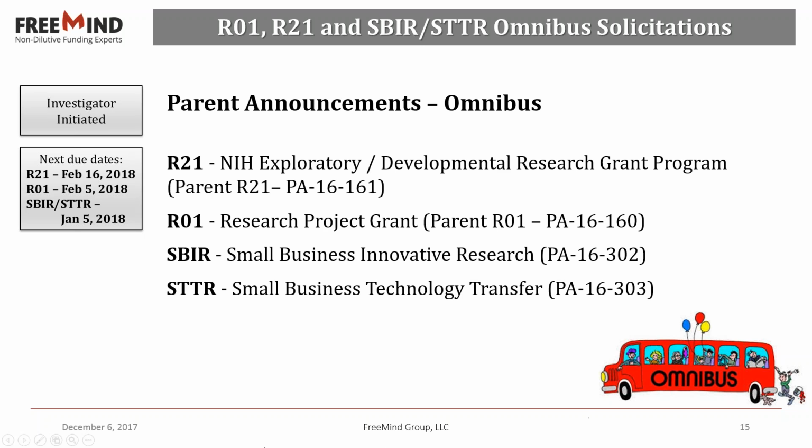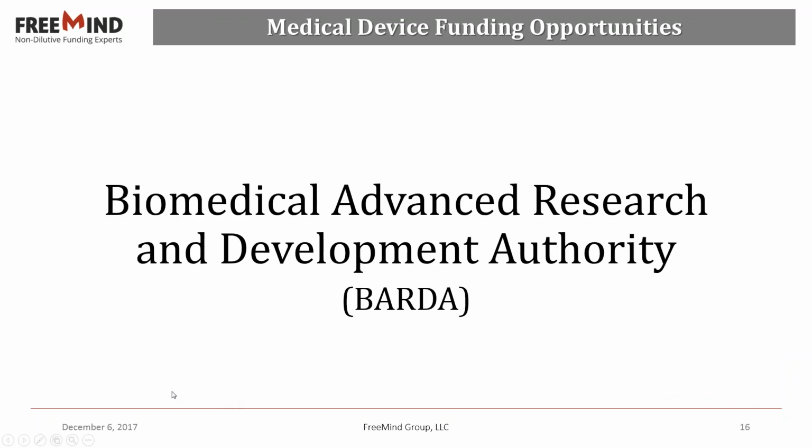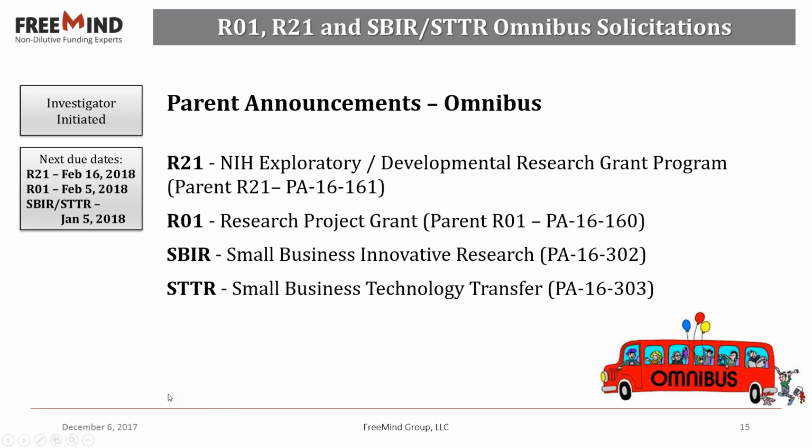Also, the R01s. The R01s are investigator-initiated research project grants, which offer funding of up to $500,000 a year for up to 5 years, and the SBIRs and STTRs, which are also investigator-initiated, and they have their own deadlines and their own funding amounts.